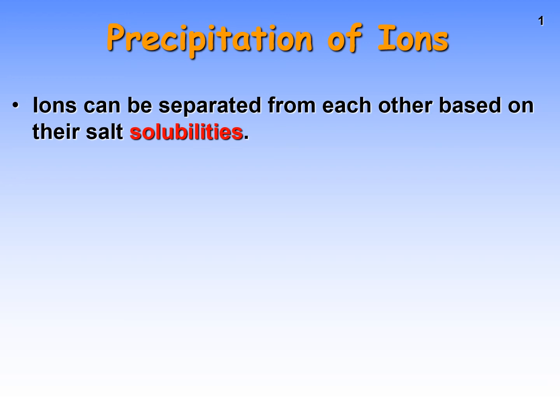Hello, Chem 1B. This is Chapter 17, Lecture Video 9, our last Chapter 17 lecture video. And in this chapter, we're going to start off by talking about selective precipitation.